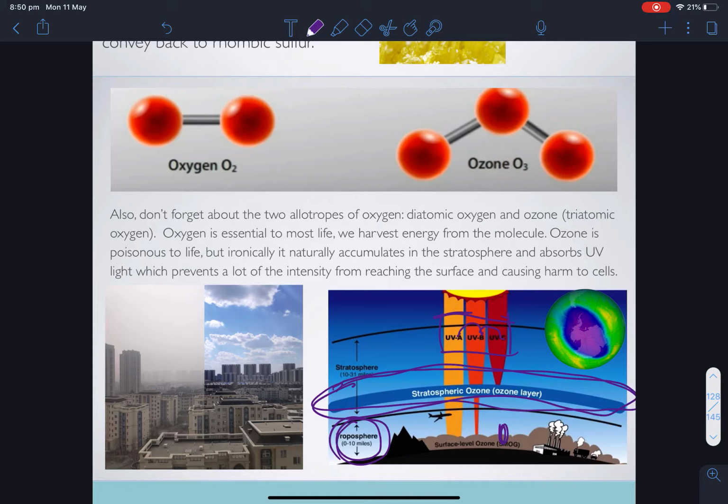It will break bonds in DNA over a long time, and cause twisting in DNA and replication problems, and therefore cancer and stuff like that. So this stratospheric layer of ozone is really helpful to life on Earth, because it absorbs a lot of these UVA, B, and C rays before it can damage life down there.